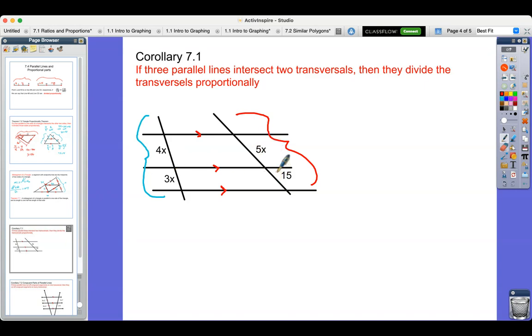Now there are 2 ways to go about this. We're going to solve for x here, but let's look at this first. You can set it up one way. You can look at just one transversal, big side over small side. You can say 4x is to 3x, as long as you do the same thing here, big side over small side, is proportional to 5x over 15. So we do the same thing: cross multiply.